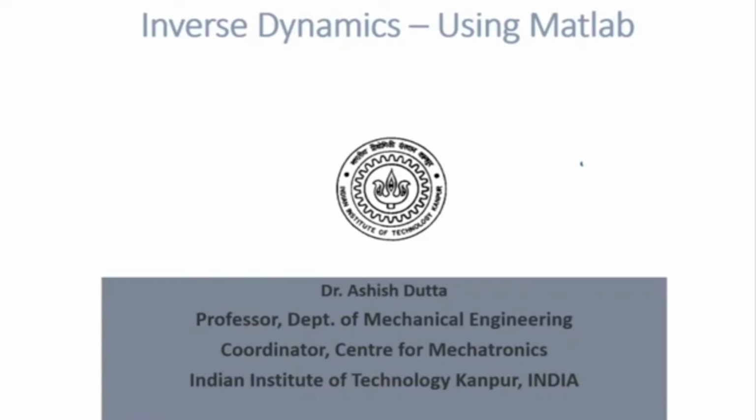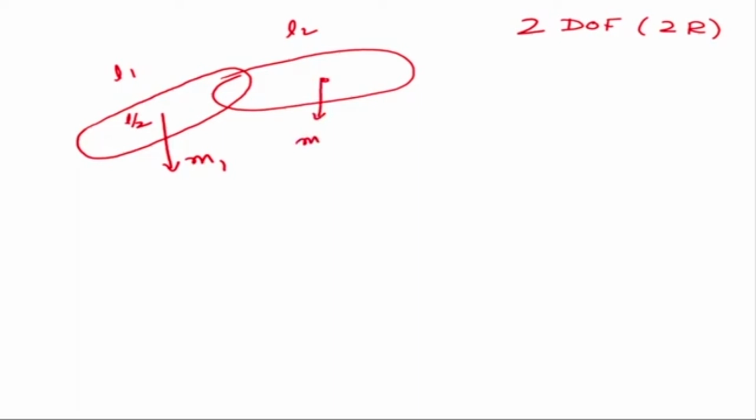Let me formulate the problem like this: we have a two-link manipulator. This is one link and this is another link, and the link lengths are L1 and L2, and there are two revolute joints. So this is 2 degree of freedom and this is a 2R manipulator system. The mass M1 is acting at the center, at L by 2, and the second mass M2 is also acting at L by 2. And these are revolute joints.